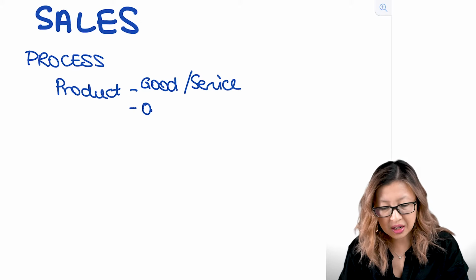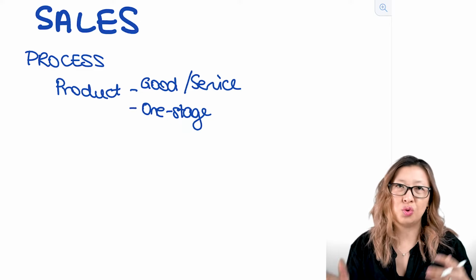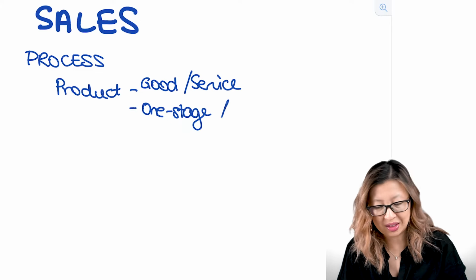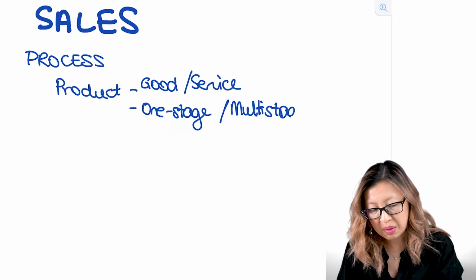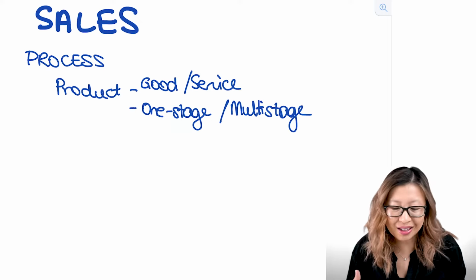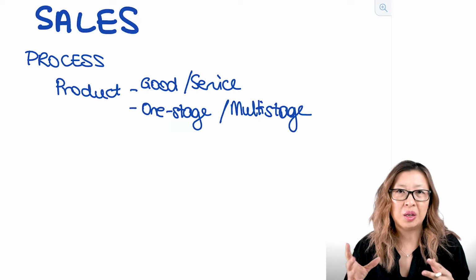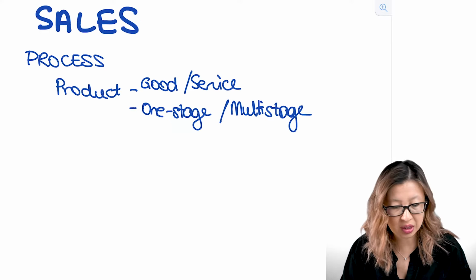We need to find out if it's what I call a one-stage item, which means you buy it, you take it away straight then and there, or is it multi-staged? So that might mean that you buy something that has a number of different components, maybe it needs delivery later. So we need to think about what is the product and how do they sell it? How is it sold to the customer?